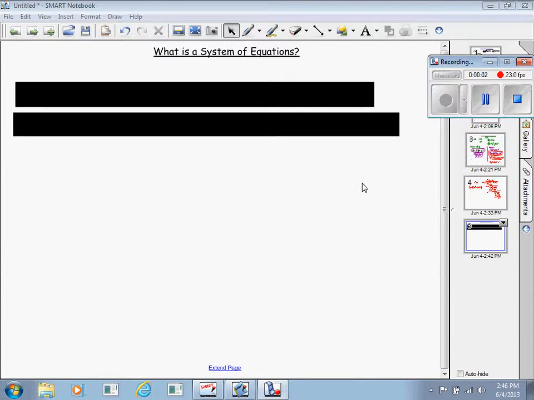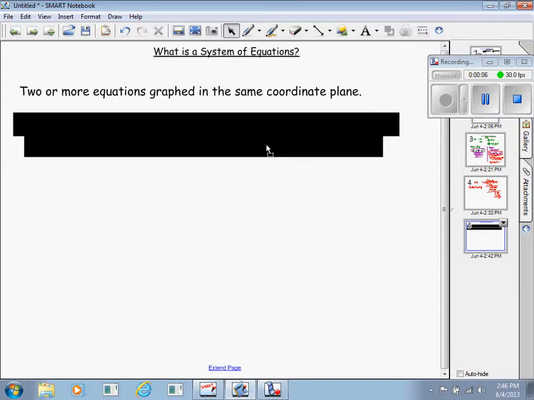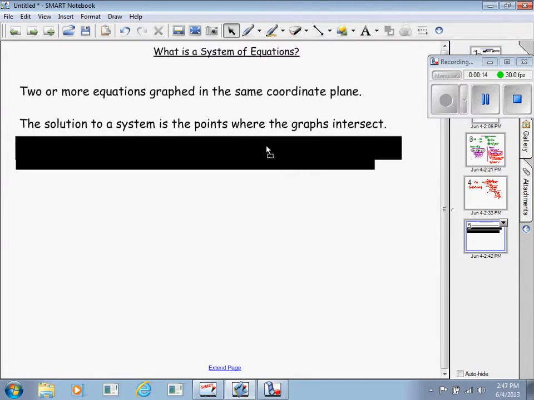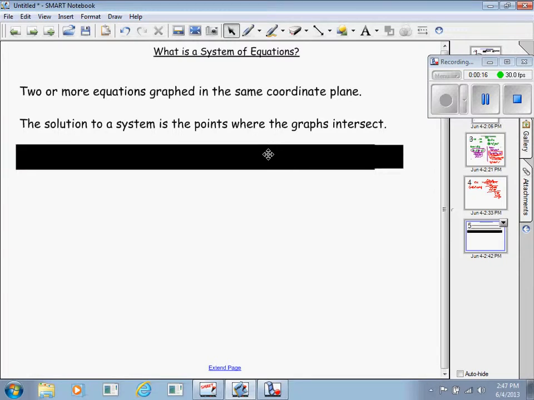In this unit, we'll discuss systems of equations. A system of equations is simply two or more equations that are graphed in the same coordinate plane. When we talk about finding the solution to a system of equations, we're simply looking for the point or the points where the graphs intersect. Depending on the type of system, there could be no solution, there could be one, or there could be more.